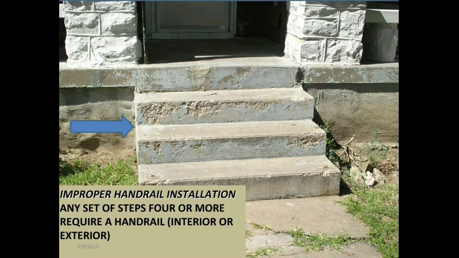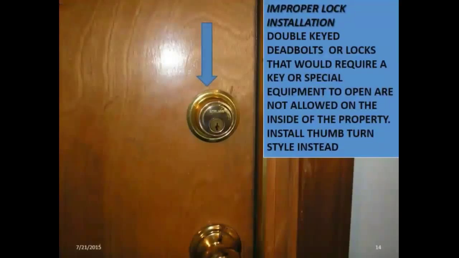Improper handrail installation. Any setup of steps, 4 or more, require a handrail, interior or exterior. Refer to the 2009 International Property Maintenance Code, Section 304.10, stairways, decks, porches, and balconies, and Section 307, general.